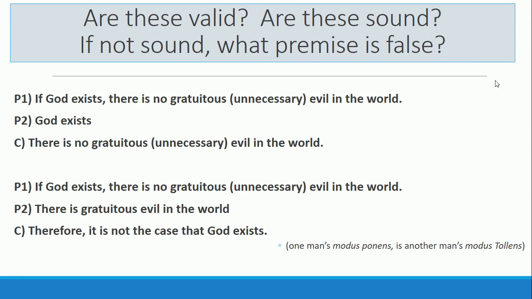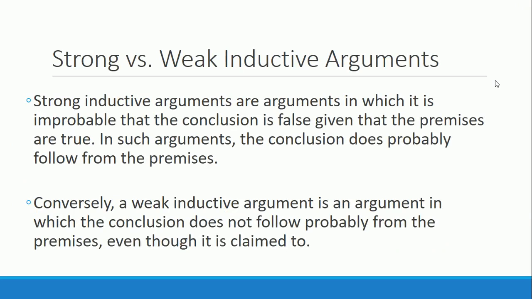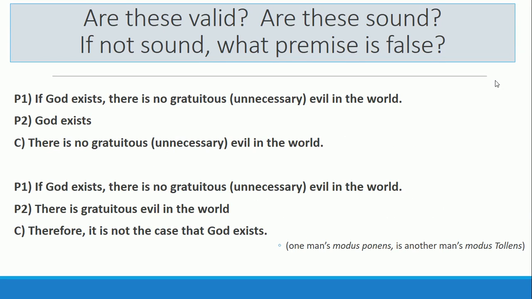All right. So yeah, modus ponens: if P then Q, P therefore Q. Modus tollens: if P then Q, not Q, therefore not P. It's the bottom one. Now, where philosophers debate this is premise 2 in both arguments.